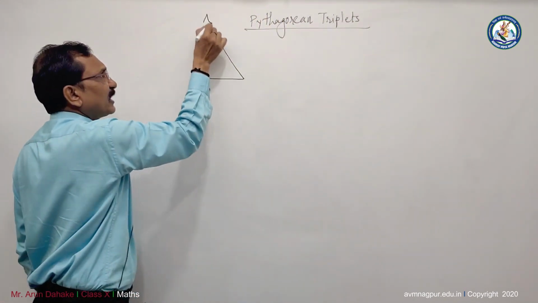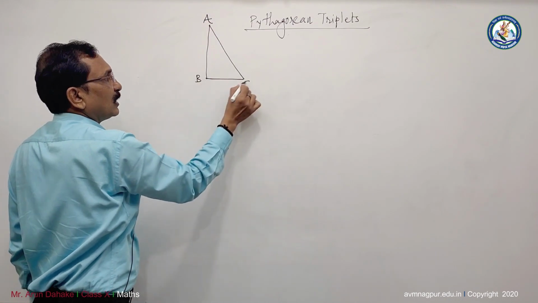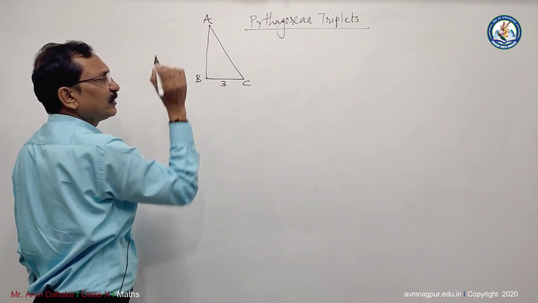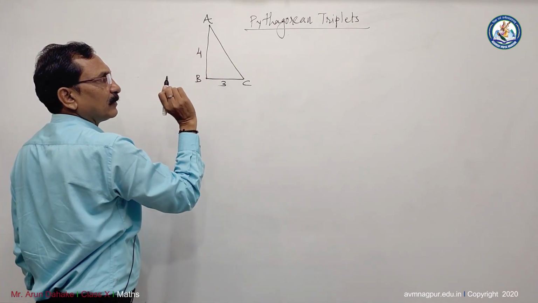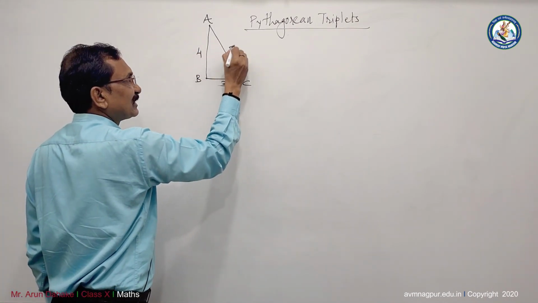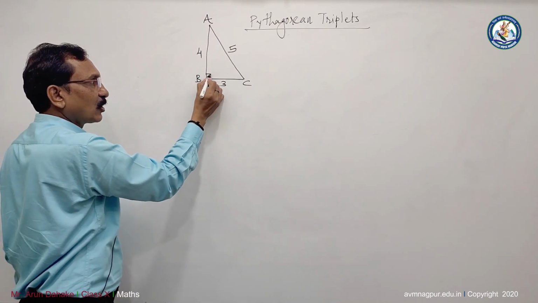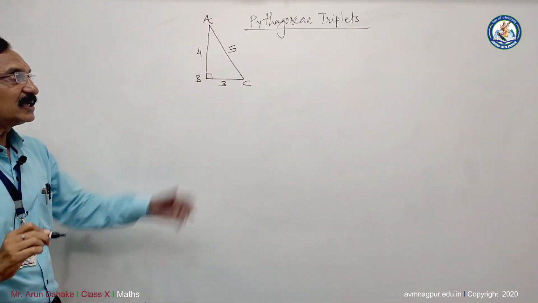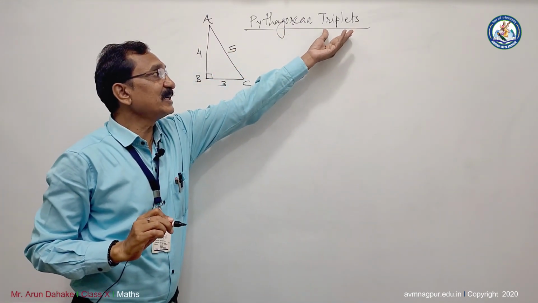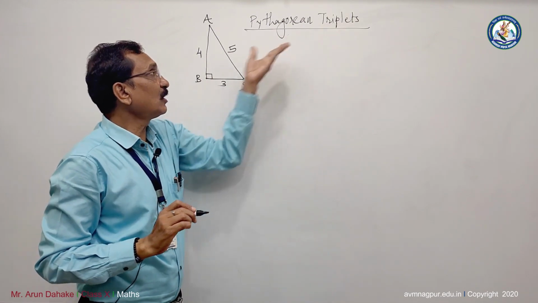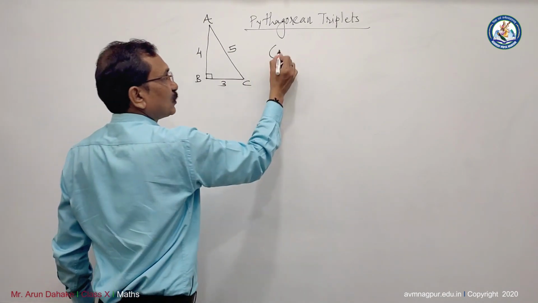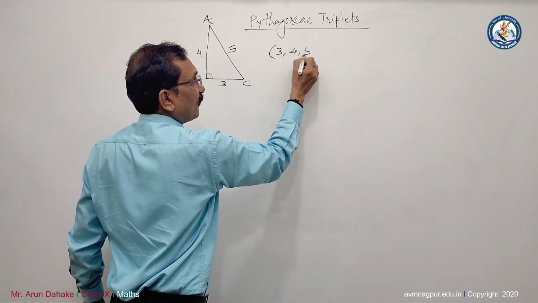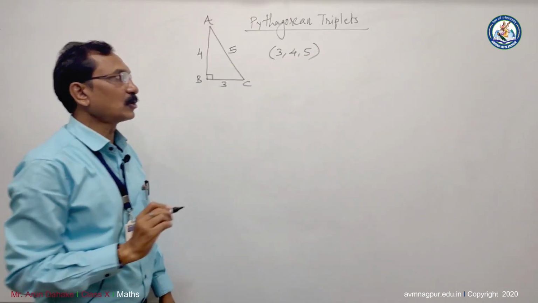So ABC is a right angle triangle. Suppose BC is 3 centimeters, this is 4 centimeters, and this will obviously be 5. Check whether it is correct or not. A Pythagorean triplet is a combination of three integers, here 3, 4, 5. That's why it is called a triplet. Check whether it is correct or not.